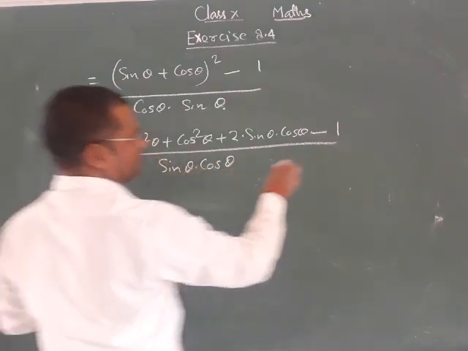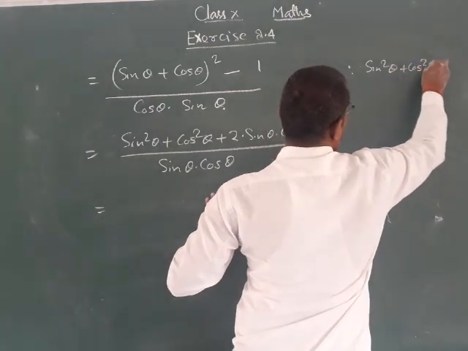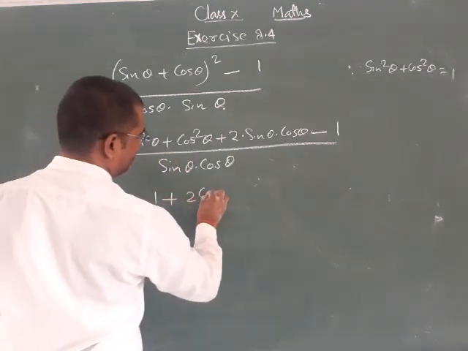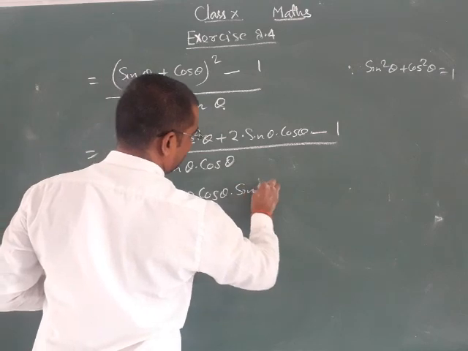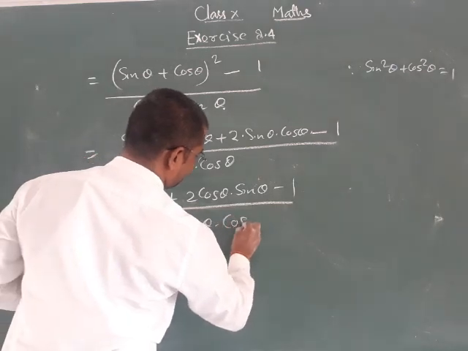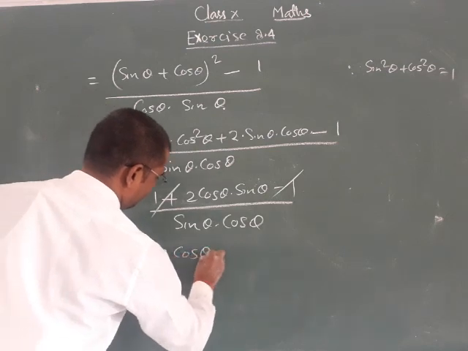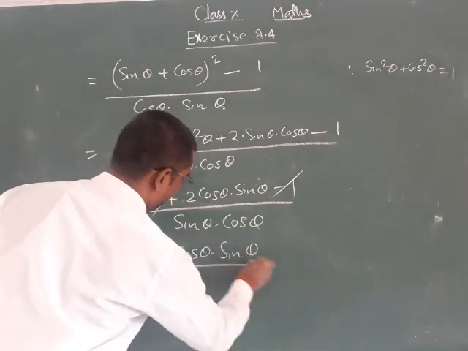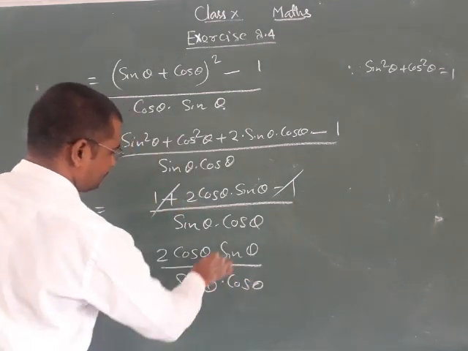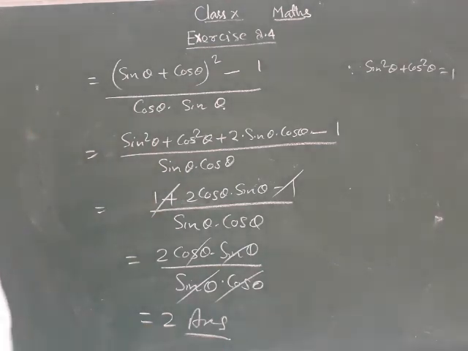Since sin square theta plus cos square theta is equal to 1, this is an identity, we get 1 plus 2 cos theta into sin theta minus 1 upon sin theta into cos theta. So 1 cancels out. So 2 cos theta into sin theta upon sin theta into cos theta. So sin cancels out, cos cancels out, 2. This is the answer.